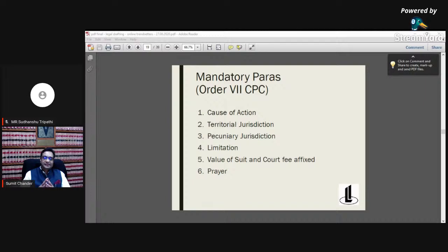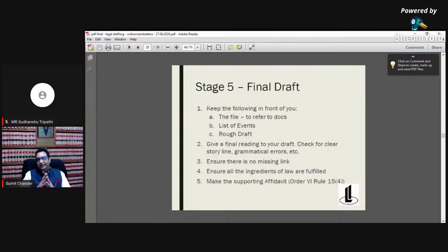And then make the supporting affidavit, which has been defined under Order 6, Rule 15, Sub-Rule 4. Now it is said that every pleading must be supported by a supporting affidavit. But what should be the contents of that supporting affidavit? Next. The content should include that the person giving the affidavit or signing this affidavit, that is your client, the plaintiff in this case, how is he competent to depose this affidavit?